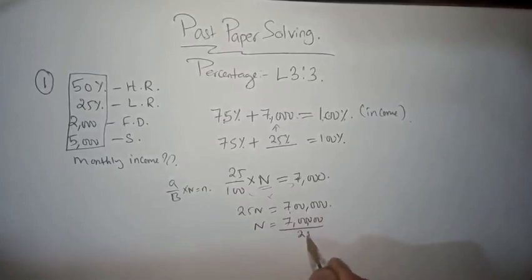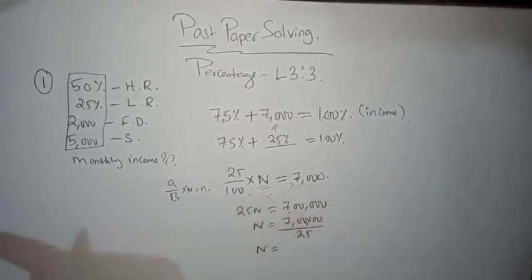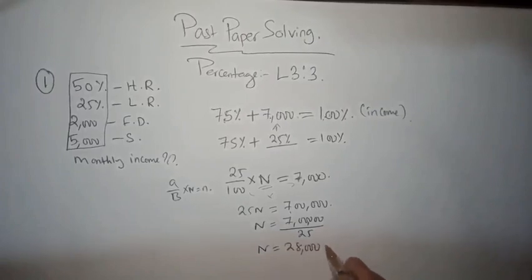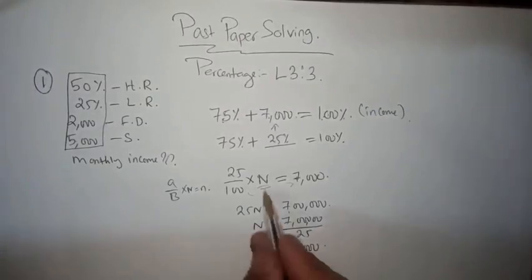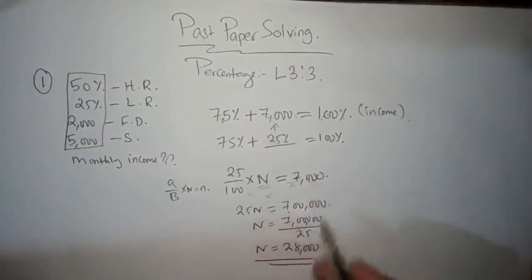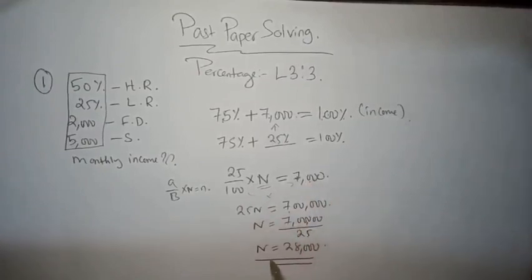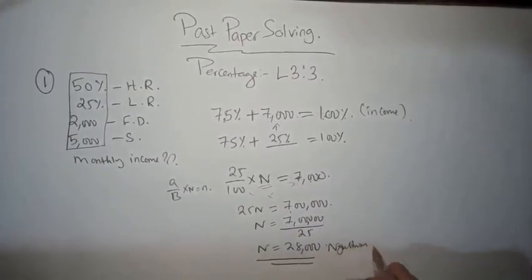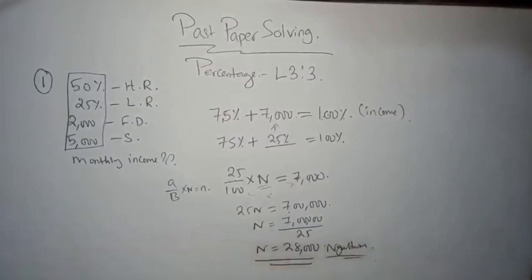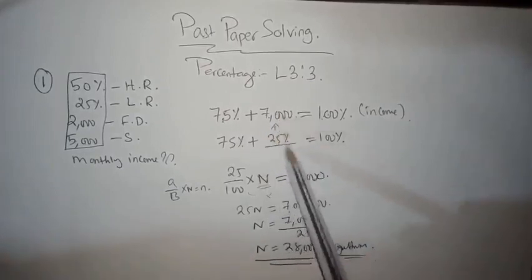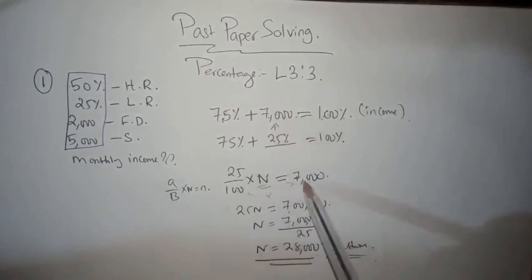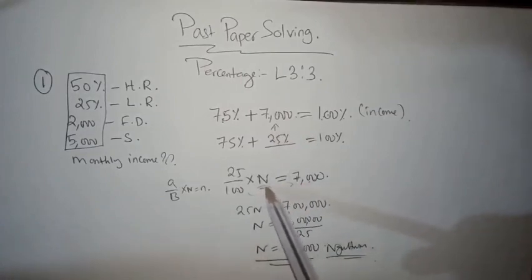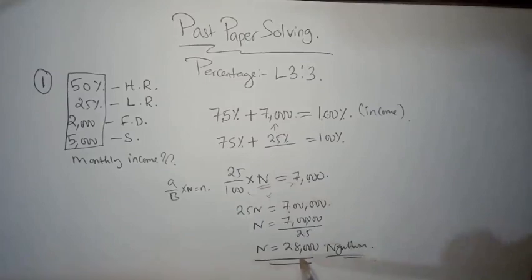divided by 25. So n is equal to 700,000 divided by 25, and we get 28,000. So the total is 28,000; 25% of it is 7,000. So the total income is 28,000, and Tendon's income is 28,000. You can also use the formula directly, and the answer is 28,000.